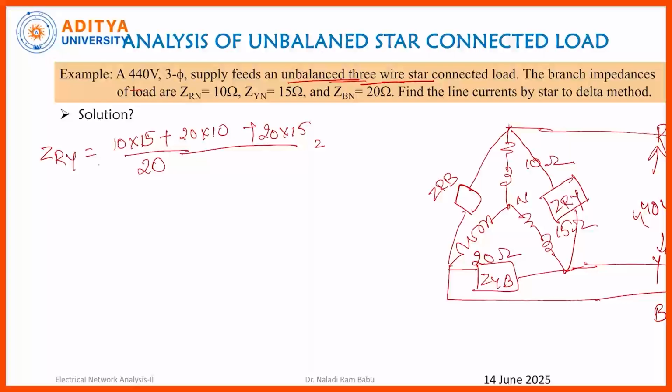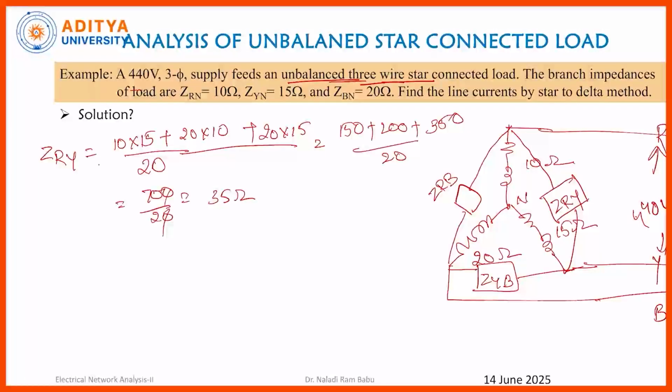If we calculate this part, 10 into 15 means 150, 20 into 10 means 200, and 20 into 15 means 300. The total value will be 150 plus 200 plus 300, which is 650... the numerator is 700, divided by 20, the 0 gets cancelled. The value of ZRY is 35 ohms. In a similar manner, I need to calculate the values of ZYB and ZRB.